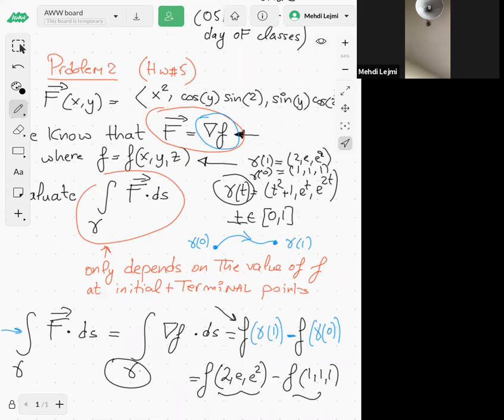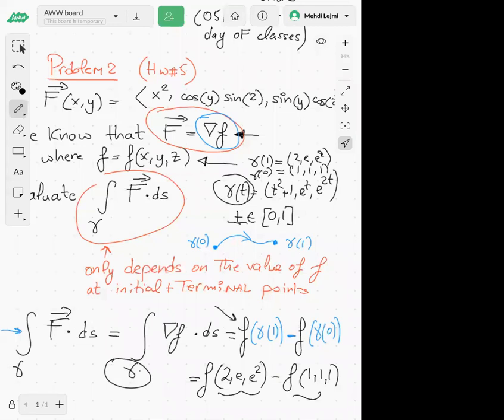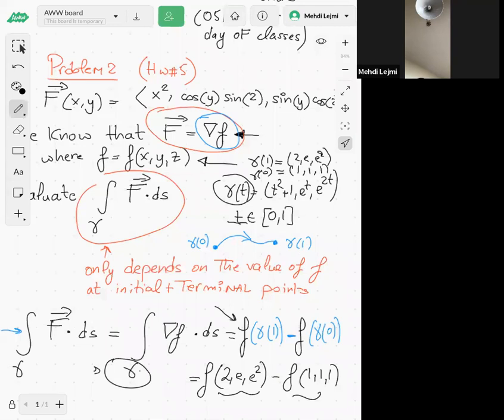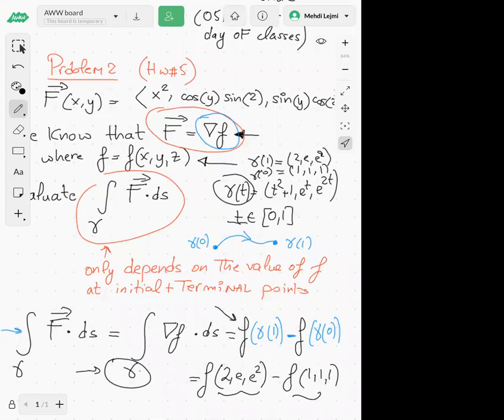Does this make sense to you? Yeah. Thank you. Okay, so you don't worry about the gamma. You don't have to parameterize the gamma. You can just forget about the gamma. That's actually the thing.